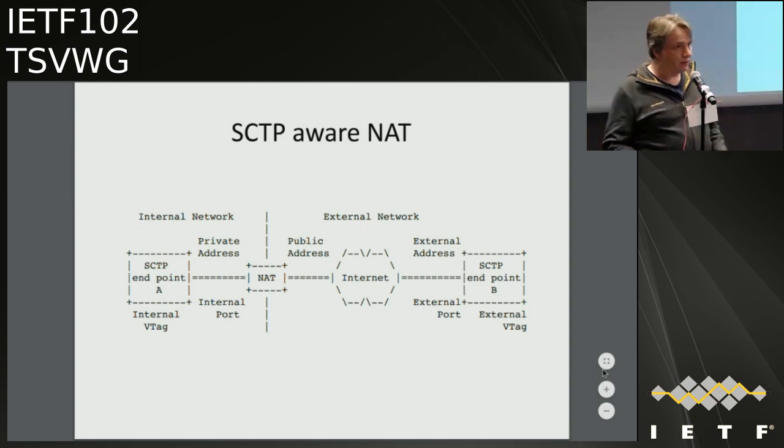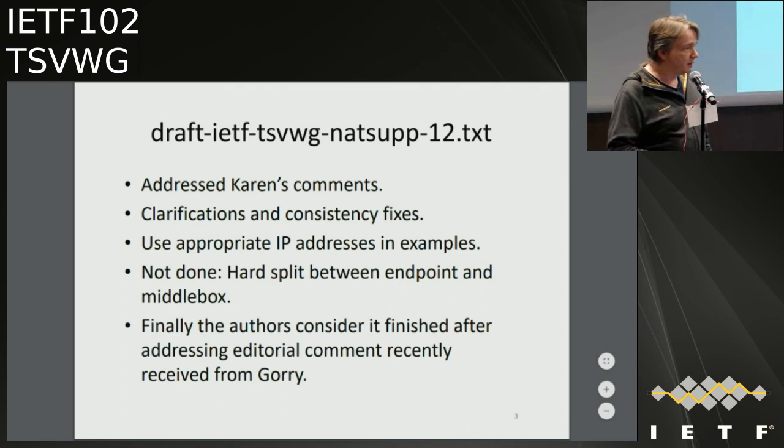If you want to see the details, you can read the document. It's specified what the NAT box does, what the endpoint has to do. They are sort of cooperating for this. And there's a whole section with examples and message flows and how the NAT table gets filled in. So that's there. So what's the status of this document? This is pretty old, 12th release.